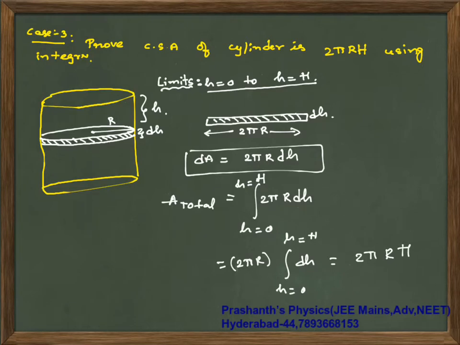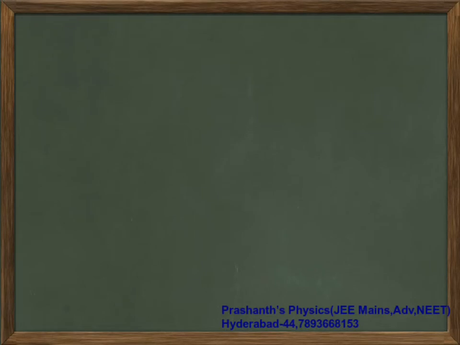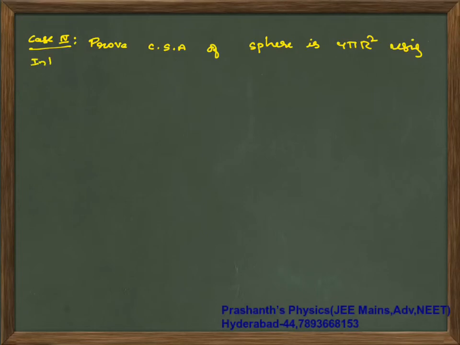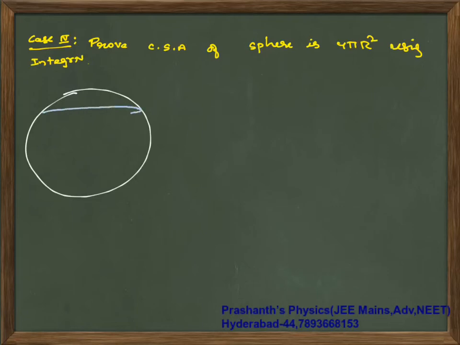Okay, so next let us try to prove curved surface area of sphere is 4 pi r square. Next case 4, prove curved surface area of sphere is 4 pi r square using integration. So for this sphere, let us say you have a sphere like this. Now to this sphere you are supposed to prove your curved surface area is 4 pi r square.